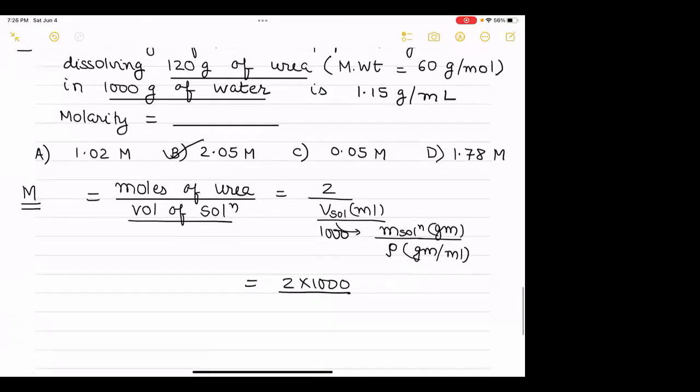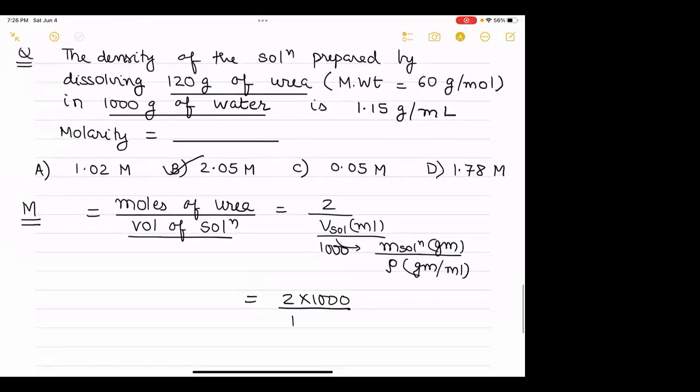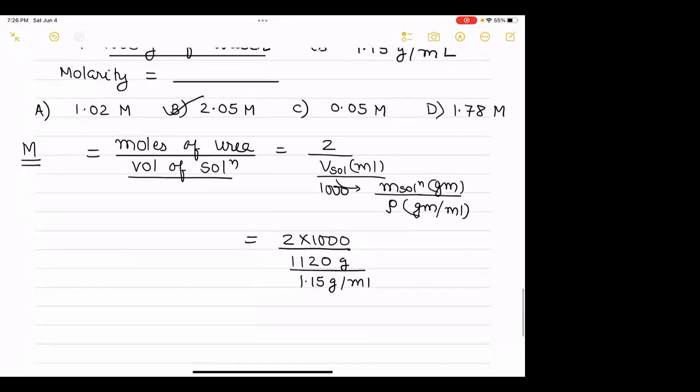Volume of solution, how did you get it? By taking the total mass. Total mass is 1000 gram of water and 120 gram of urea. So 1120 grams is the total mass of the solution, divided by what? Divided by the density, 1.15 gram per ml. So you need to divide it by 1000. I've already taken 1000 in the numerator. Is it clear?